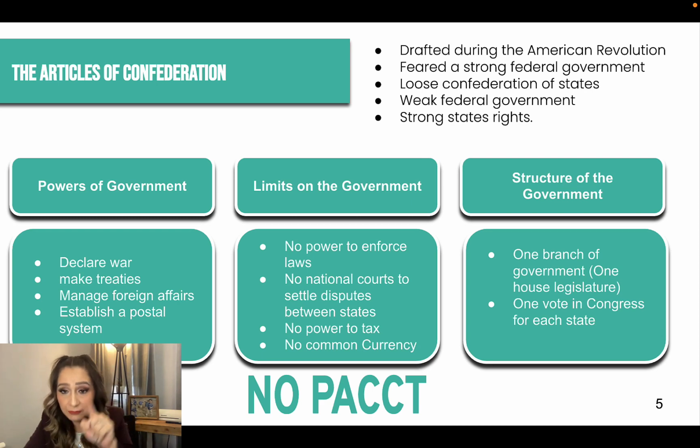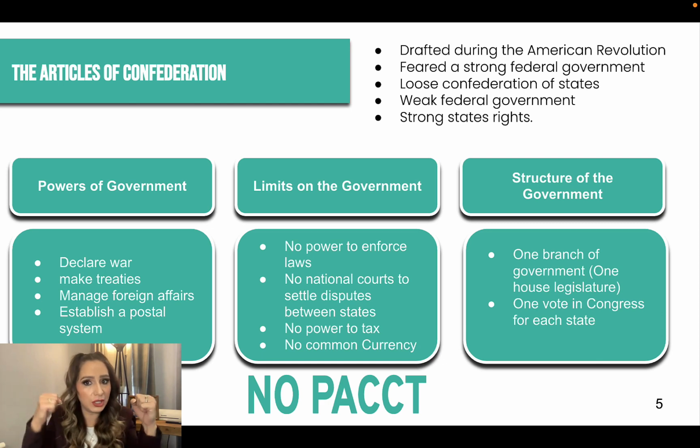Legislative lawmakers. They have the ability to make laws. However, because every state retained its sovereignty, that means every state had its own power. They each had one vote in Congress. So 13 states, how many votes?